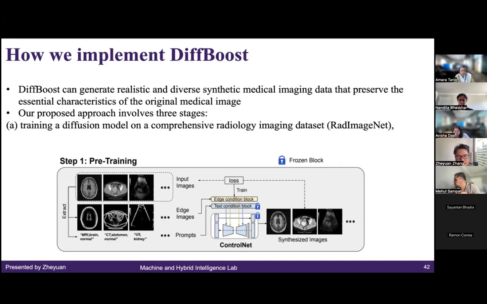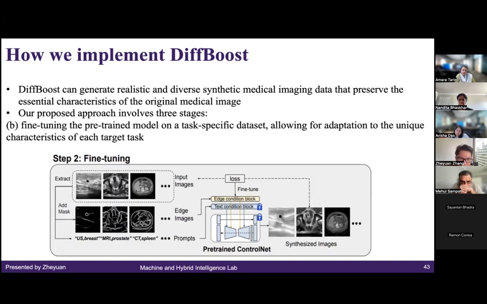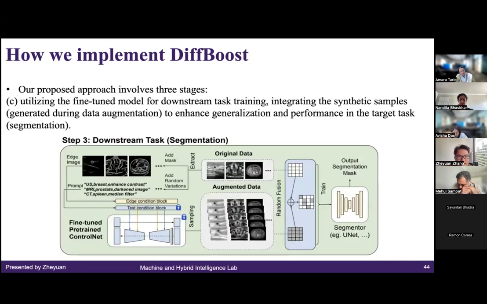We first train this network on a relatively large scale radiology image dataset called RadImageNet. It contains about 1 million image pairs, but it's in 2D. So as the second step, to make sure that the proposed method can be applied to our downstream task, we apply this pre-trained model on the task-specific datasets. And this allows us to adapt to unique characteristics of each dataset, like ultrasound or MRI or CT.